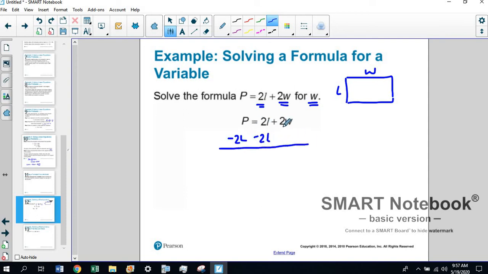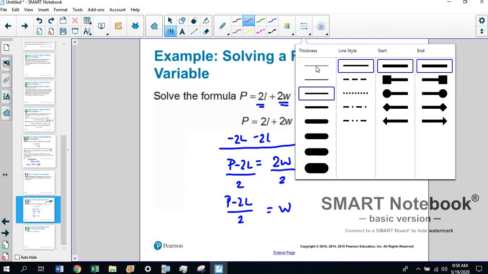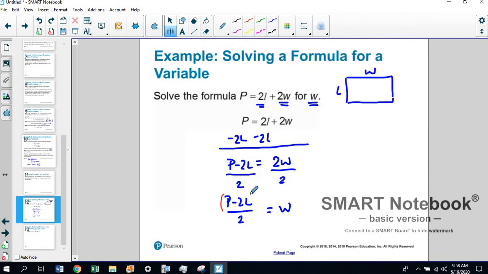Unlike when we're working with only one variable, we cannot combine these two. This is P minus 2L over here on the left-hand side. Now you can't combine that because they're not like terms. And then if I divide both sides by 2, the whole thing gets divided by 2. And so we get W by itself, and that is equal to P minus 2L over 2. And remember, this P minus 2L is in parentheses, even though you don't have to write them. It's not wrong if you don't write them. It is wrong if you try to divide these 2's away, because you can't do that. All right, so you get P minus 2L divided by 2, and that is equal to W.